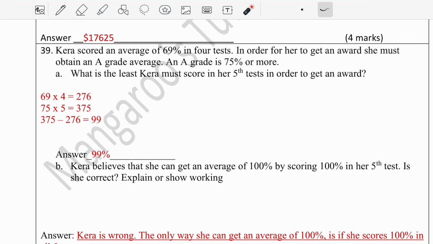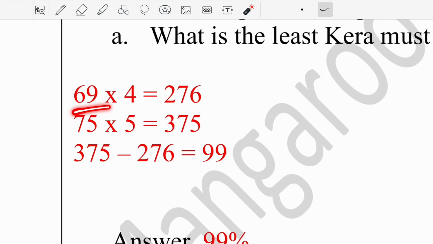Alright, let's take a look at number 39, an average question. Kira scored an average of 69% in 4 tests. In order for her to get an award, she must obtain an A grade average. An A grade is 75% or more. So let's determine her total for the 4 tests. That's 69 times 4. Easy multiplication, we'll get 276.